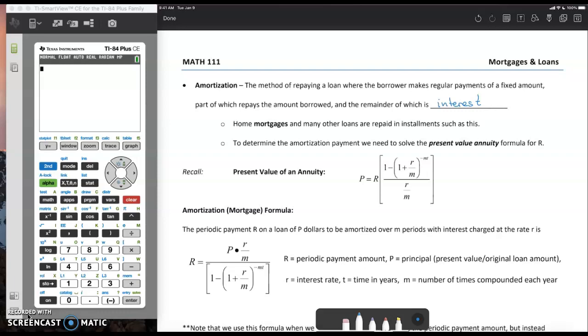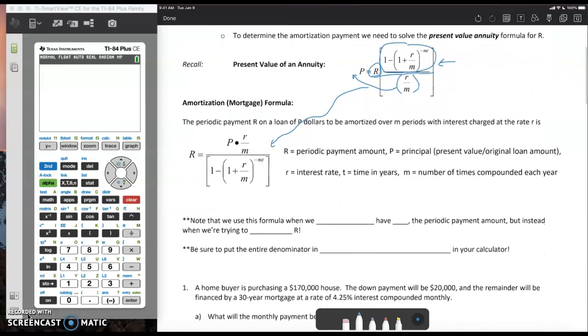To determine the amortization payment, you solve the present value annuity formula for R. We've already learned this present value annuity formula in a prior section. Now we would like to solve it for R. In order to do that, you would multiply by this denominator on both sides, bringing it up next to the P, and then divide by this giant numerator up here. And when you do that, the formula looks like this.